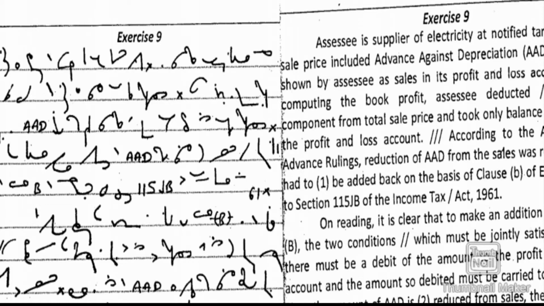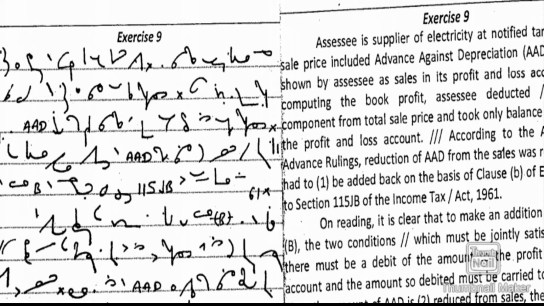According to the Authority for Advance Rulings, reduction of AAD from the sales was a reserve which had to be added back on the basis of clause B of explanation 1 to section 115JB of the Income Tax Act 1961.